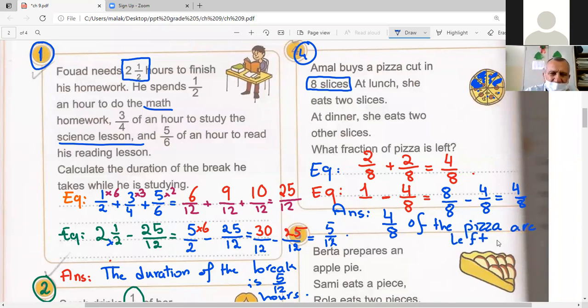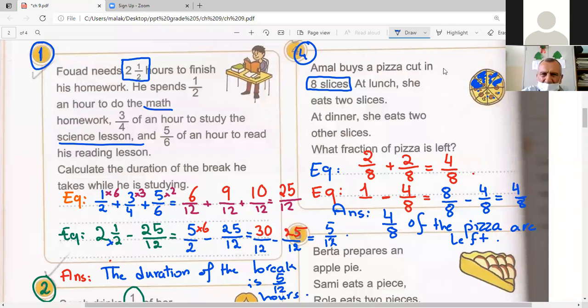So, we find first in the first equation how many pieces she ate. Then how many pieces are left. So we subtract the number that we got from the total number. The total is the whole pizza, the same as one, or we can write 8/8. Is it clear, problem four? Clear? Yes. Okay, yalla, copy it, please.